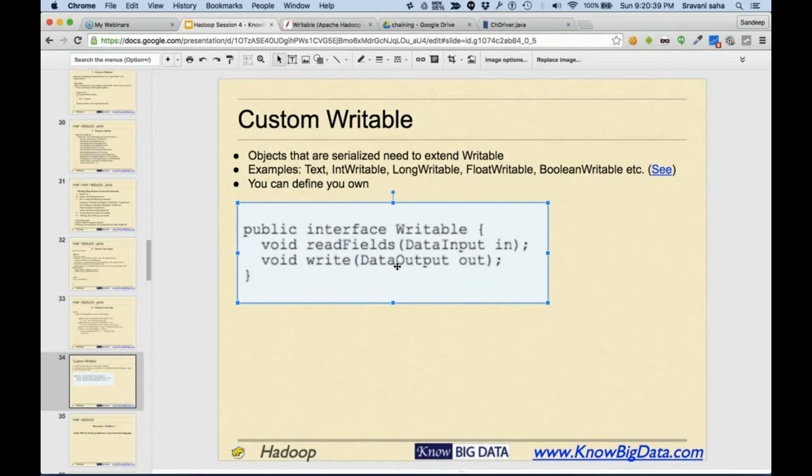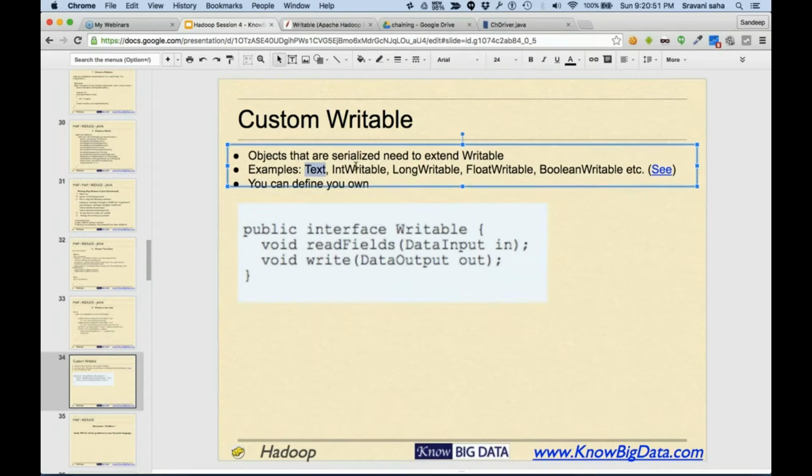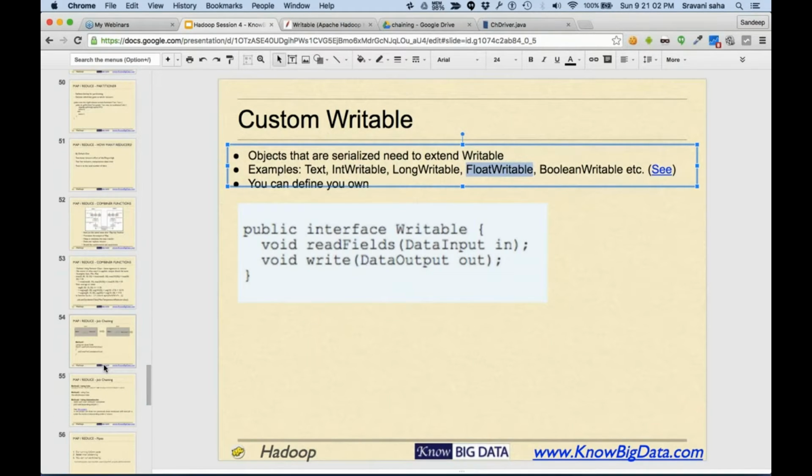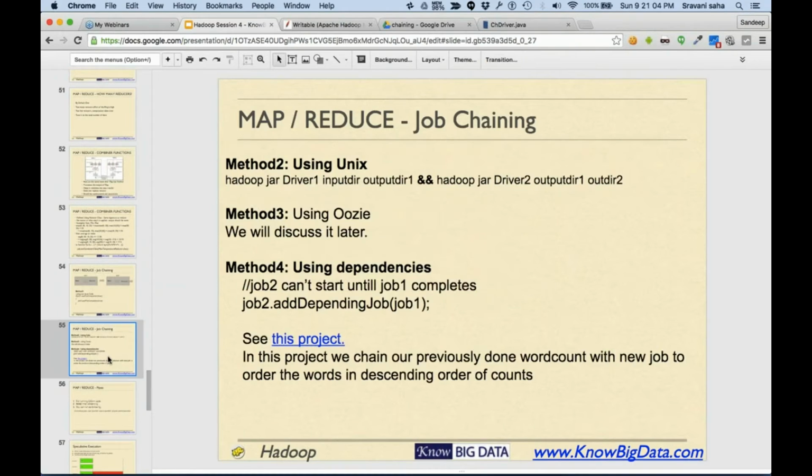So you can see that it's a little involved process to converting binary data into fields, right? So this writable converts the binary data. Every one of them, Text, IntWritable, LongWritable, FloatWritable, knows how to convert binary data into a value. Okay, so this is custom writable.